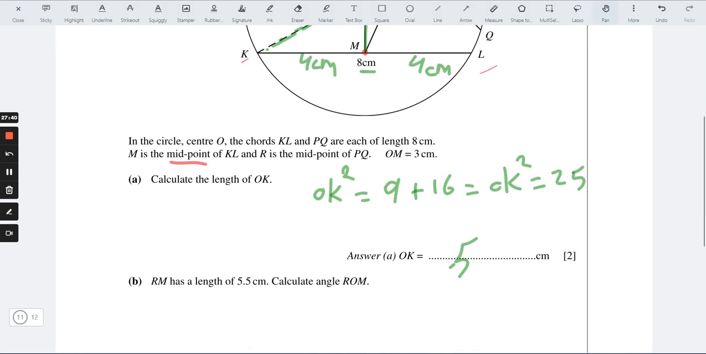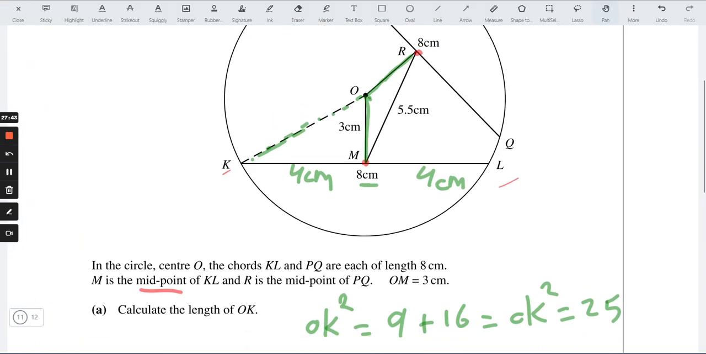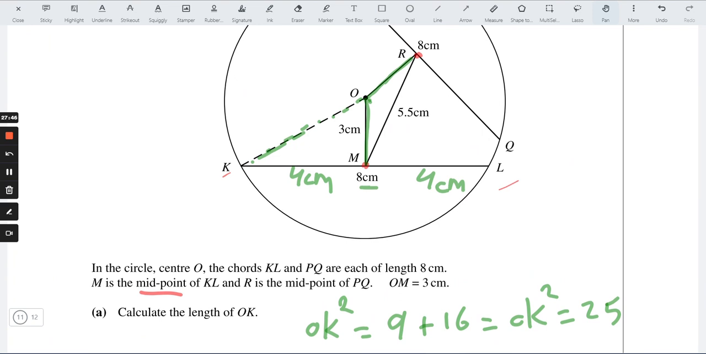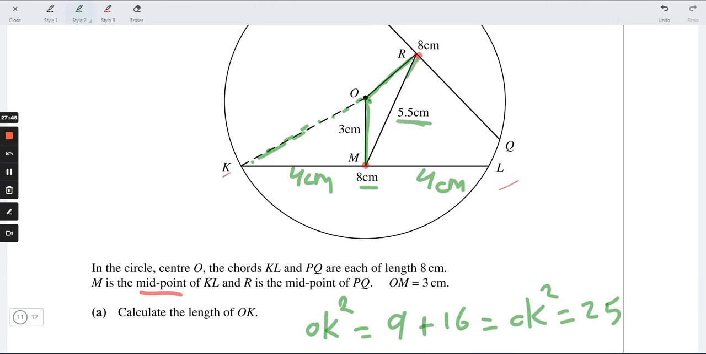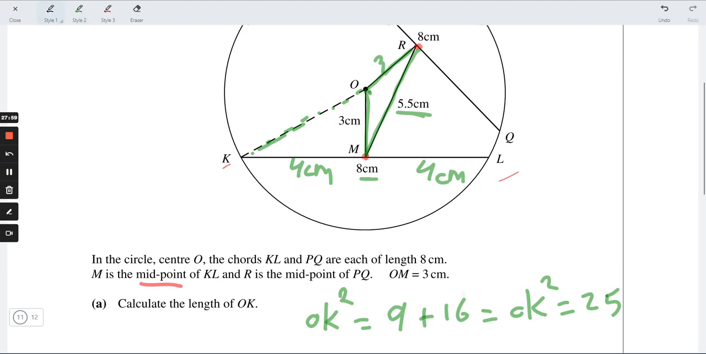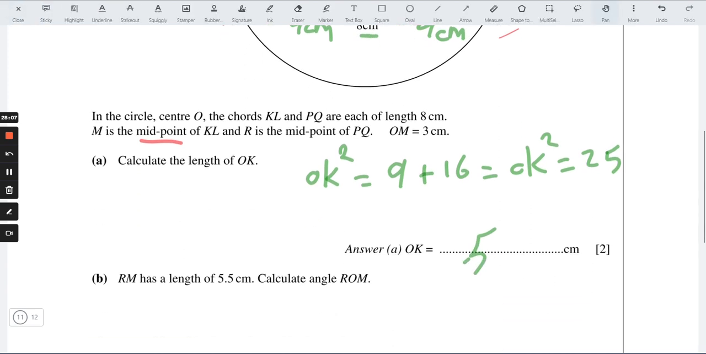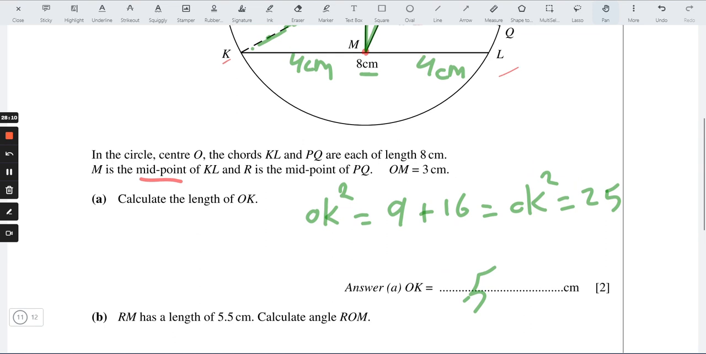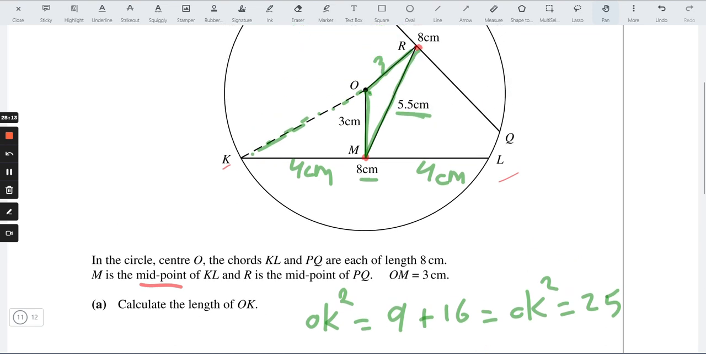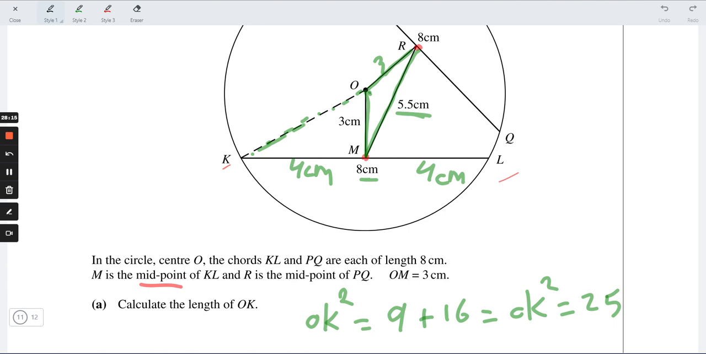Now RM has a length of 5.5. RM, yeah, this one here. It has a length, and also here we have it as 3 cm, by the way. OR is the radius. Now, what they want is to calculate angle ROM. Angle ROM is here, this angle. They need this angle here.